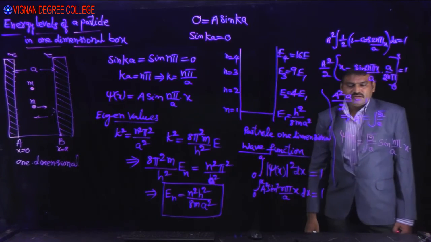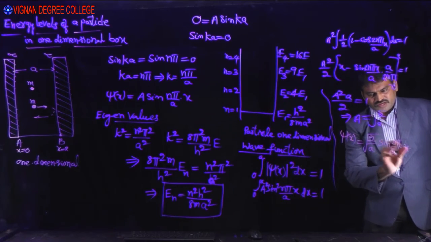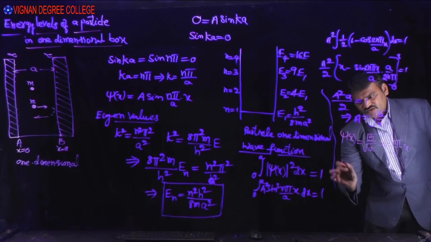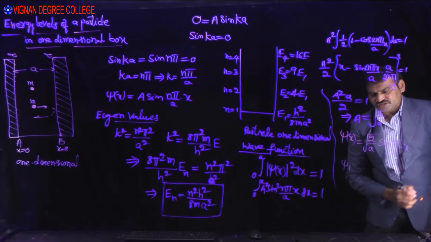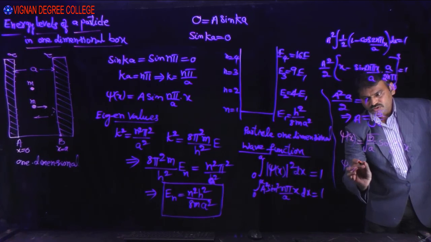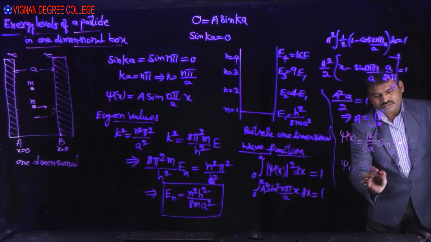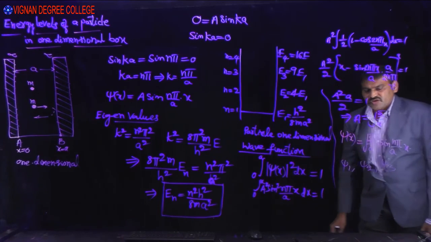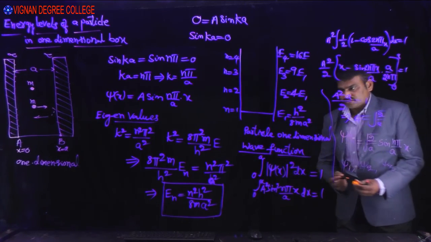This is the wave function. Suppose n is equal to 1, we get wave function psi 1. If n is equal to 2, then the wave function psi 2, and so on. From this, you can write the wave functions by knowing the n values.